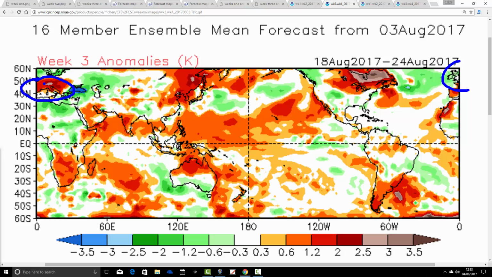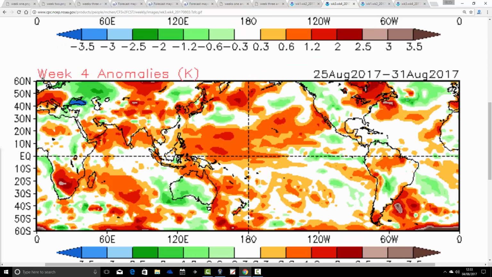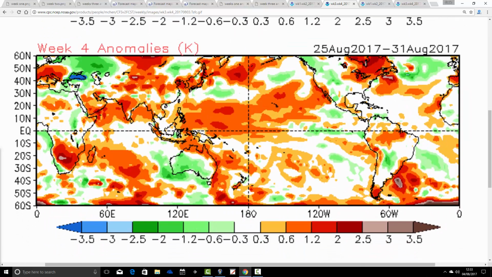tap into some of that warmth at times, but it's not really until we get to week 4, the final week, which is the 25th through to the 31st of August, that we begin to see those temperature anomalies going onto the warmer than average side. It does look a hot month, this August, for many, many parts of Europe and the UK.